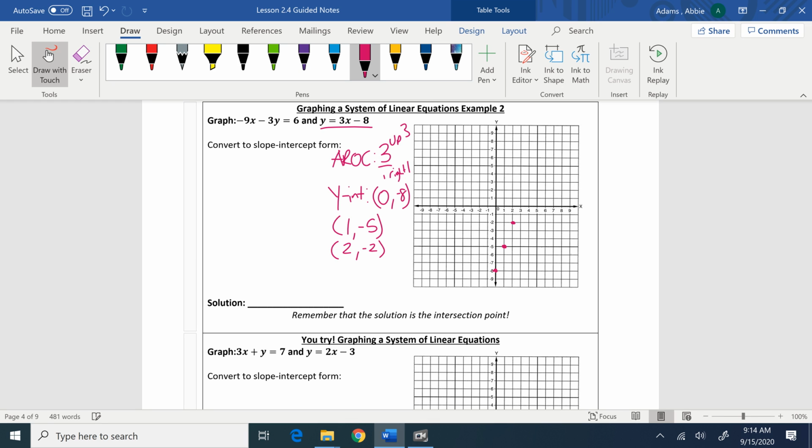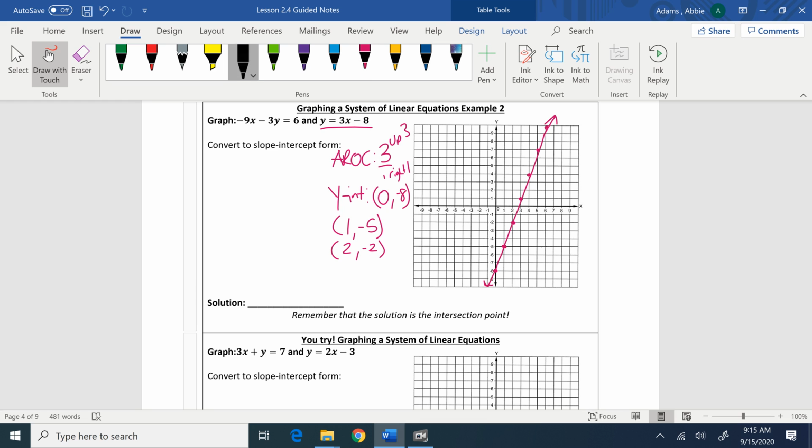And I could keep doing that. I could keep going 1, 2, 3 up to the right 1, just to make my graph look a little bit better. That way I know which intersection points I have here, and it looks a little bit nicer on our coordinate plane.